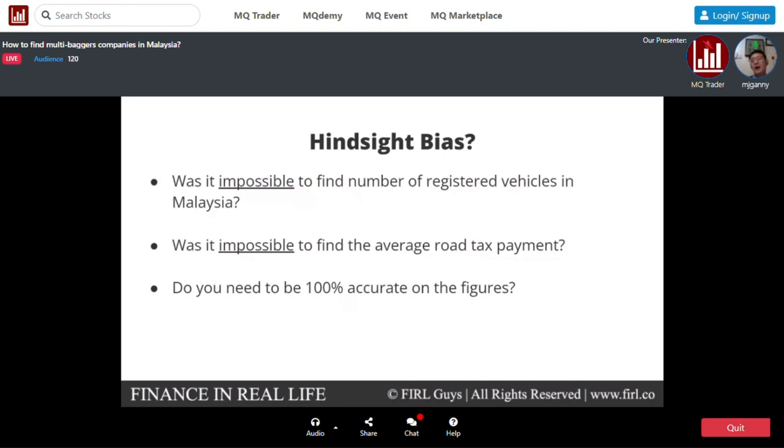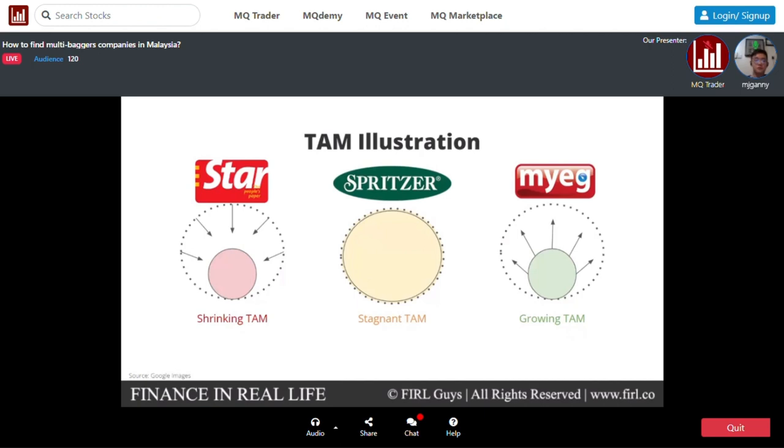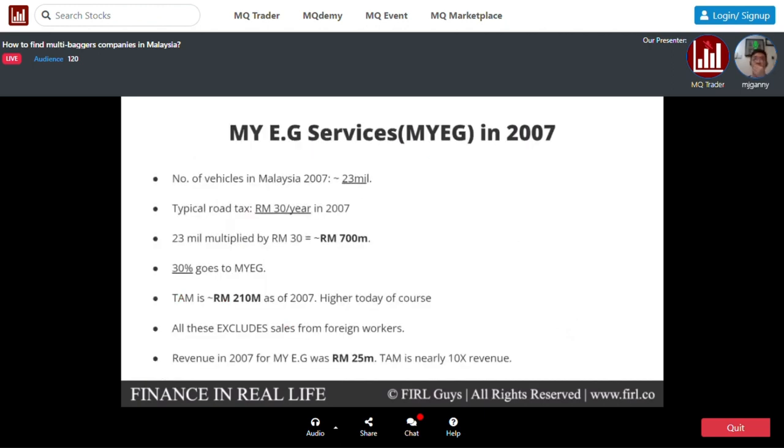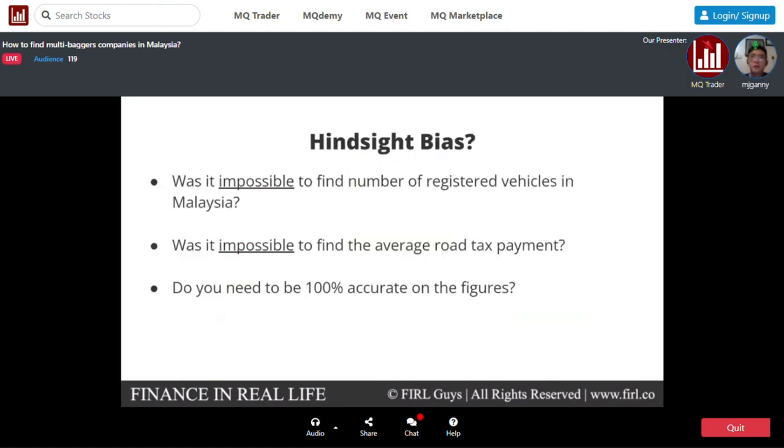And also, do you need to be 100% accurate on the figures? Let's say if it's not 700 million ringgit, but instead it's, I don't know, 500 million ringgit, that's still 150 million ringgit that MyG could potentially get in revenue, which would still represent a 6x, right? So you do not have to be precise. It's not quantum physics or building the nuclear bomb. You can be, as Malaysians say, agak-agak. You don't have to be too specific.